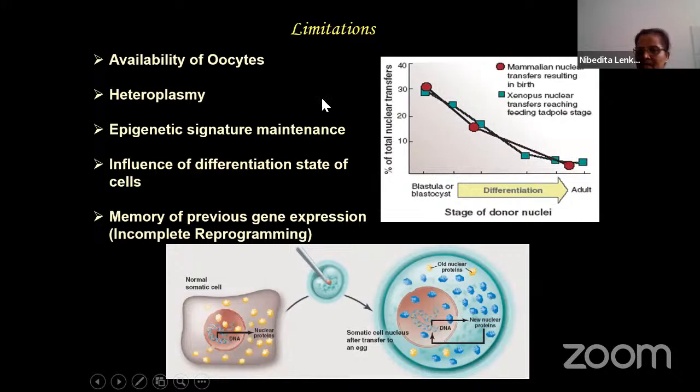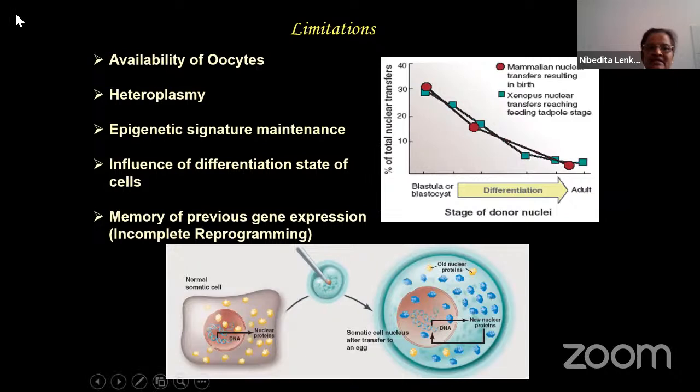If you think in terms of humans, there have to be donors who can donate oocytes. The other thing is heteroplasmy. As I said, the egg nucleus is removed, so it is enucleated, but you still have the cytoplasm or the mitochondrial DNA. But when you give the donor cell to it, it has a mixture of mitochondria from the donor and the recipient egg. That's why it creates heteroplasmy.